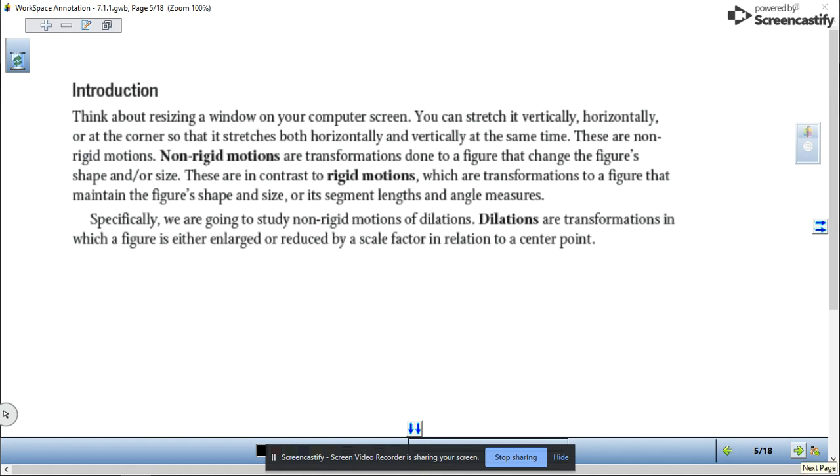All right, so if you go back, this is going to go back several units. In unit 5, we talked about rigid motions: translations, rotations, reflections. Those three are all what you would call rigid motions. They maintain the shape and size of what you started with. Now, non-rigid motions are transformations that change the figure's shape and/or size. What we're going to talk about today, dilations, will not change the shape. It'll still look exactly like it did before, but it will change the size. So that's why it's considered an example of a non-rigid motion.